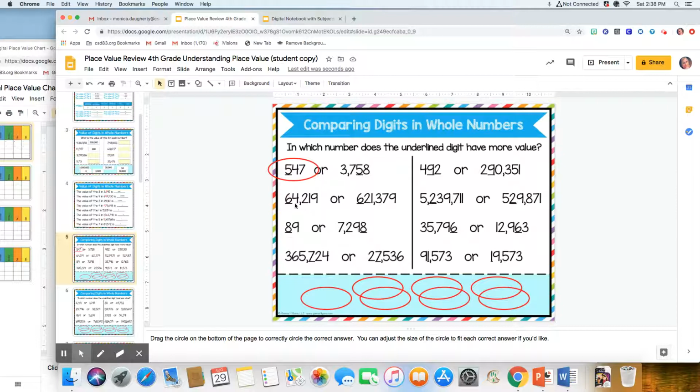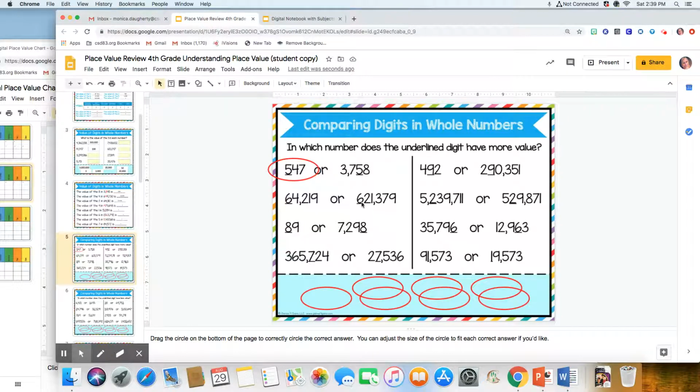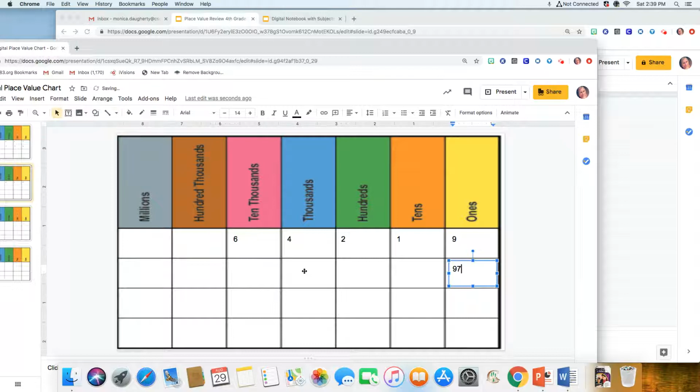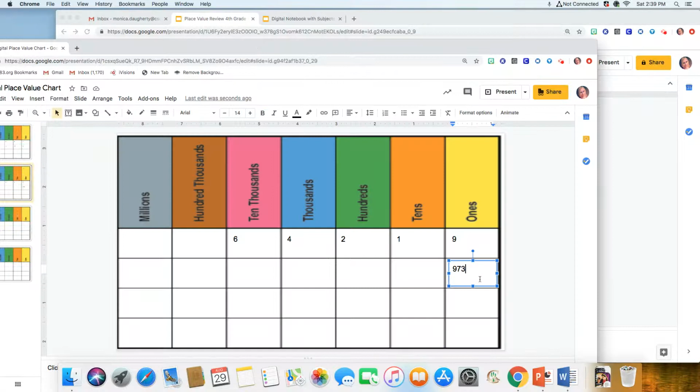So the next one right here, I've got 64,219. I'm just going to plug that in, starting with my ones: 9, 1, 2, 4, 6. And then underneath, I'm going to plug in the second number. Ooh, I might have to come back for this. So 973,126. Oops. 9, 7, 3, 1, 2, 6.